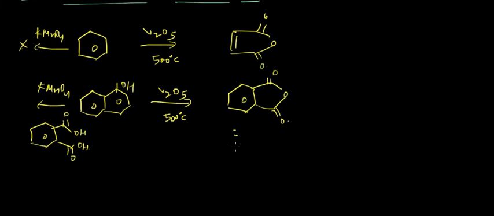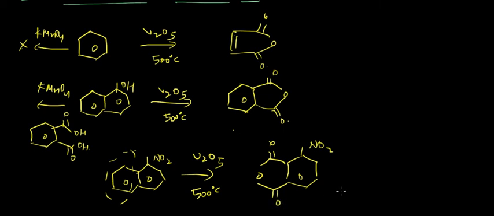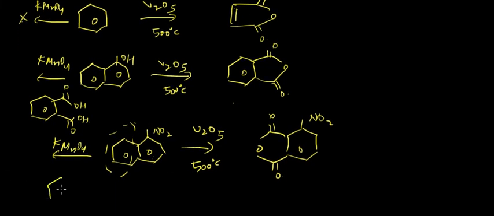Okay, what happens when we react this compound, NO2 substituted here, with V2O5 at 500 degrees Celsius? Anhydride would be formed on this ring. So we will get something like NO2 retained here and anhydride formed on this ring. Okay, and if we react with KMnO4, what will happen? Again this ring would be converted into a dicarboxylic acid substituted on the benzene ring. So we'll get something like this.